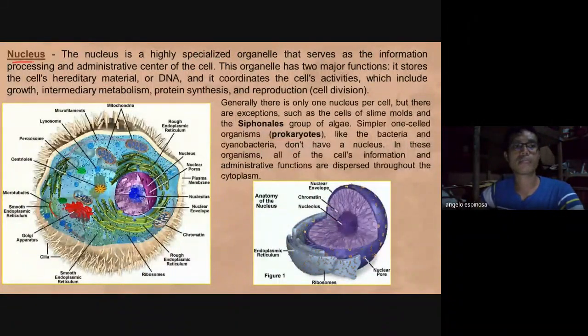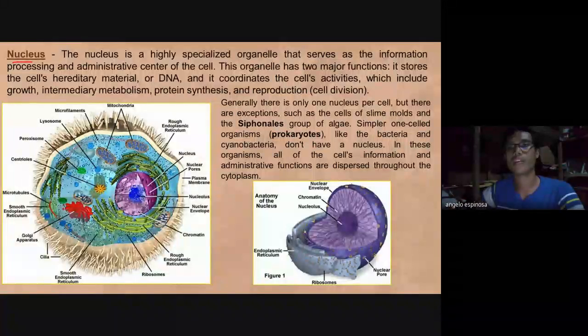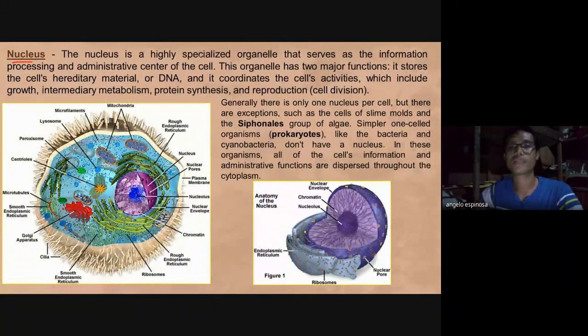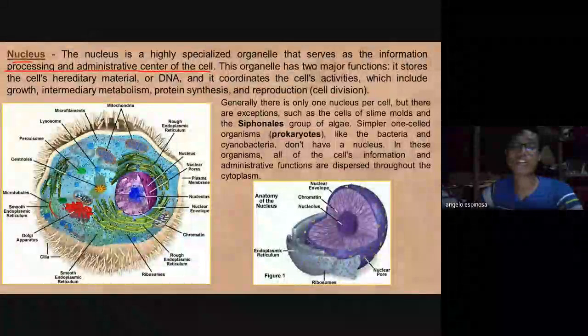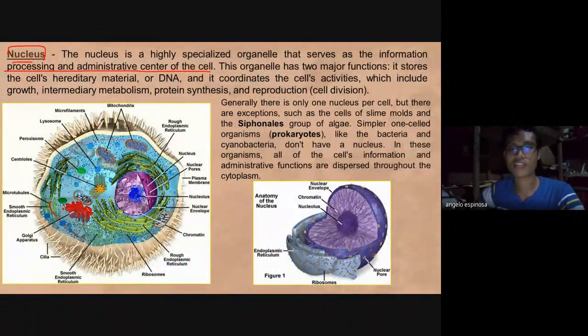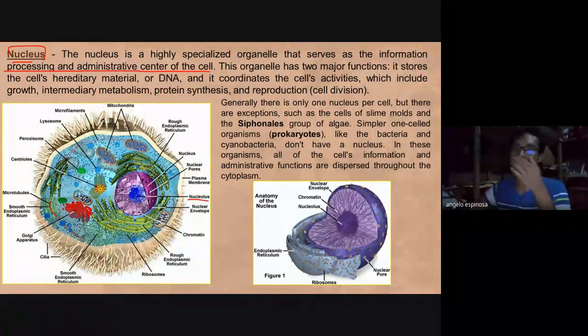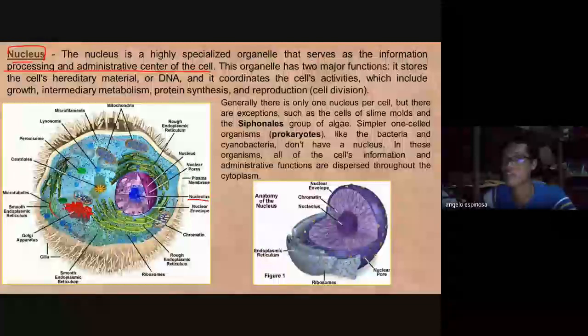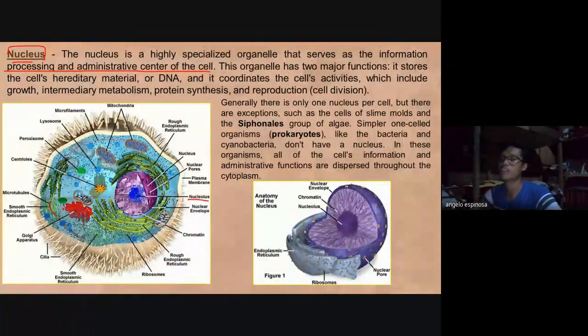That is what we call, ayan, sa center. Nucleus. The nucleus is a highly specialized organelle that serves as the information processing and administrative center of the cell. So it is the basic unit of the cell. It is known as nucleus. Yan, the basic unit, ang pinakamaliit talaga is nucleus. Okay. The nucleus serves as the information center, pinaprocess niya yung information, no? And administrative center of the cell.